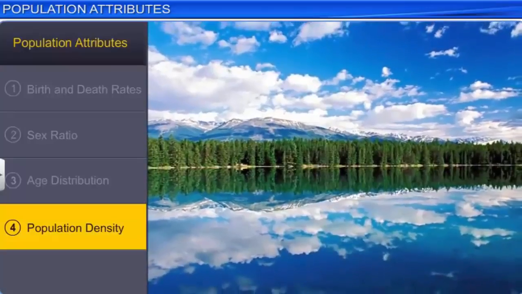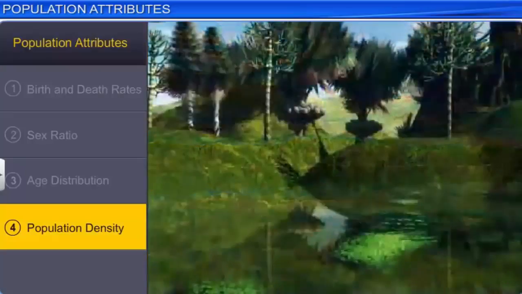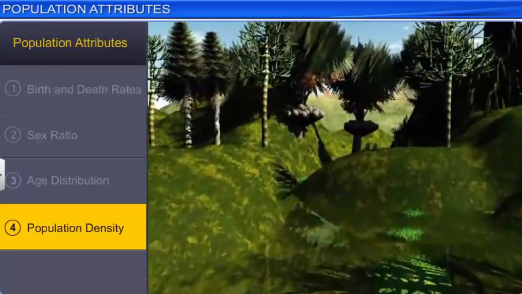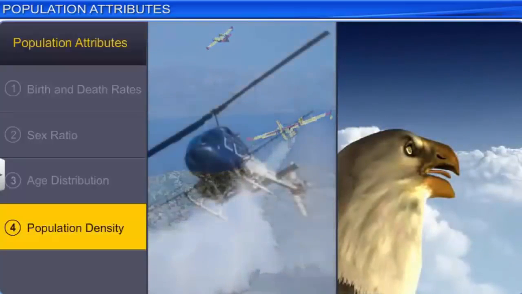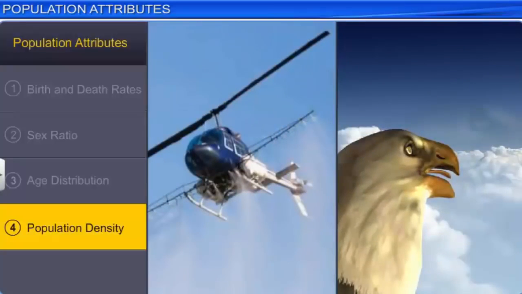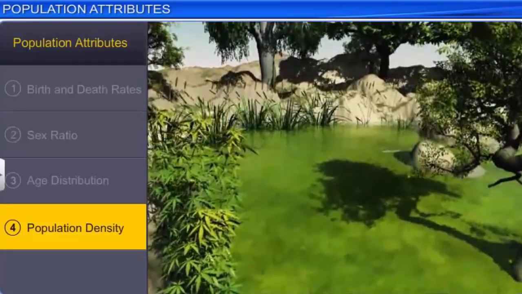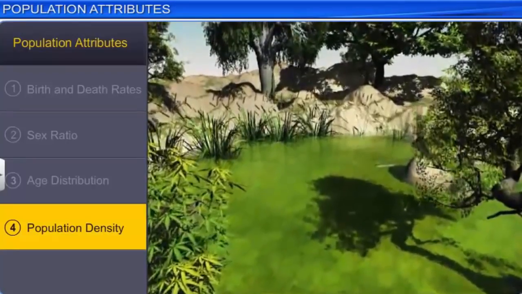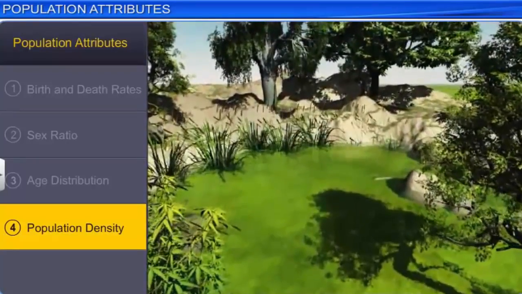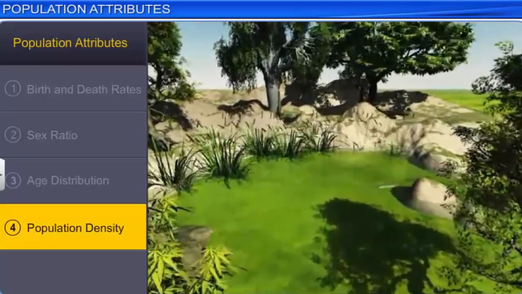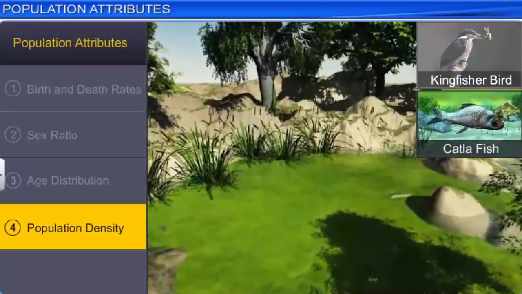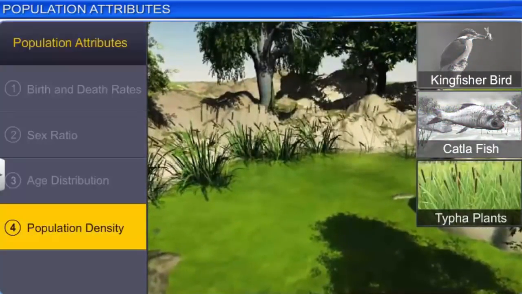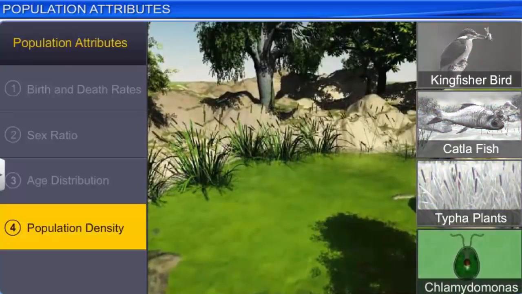The size of the population is usually taken into consideration for studies on ecological processes in the population, such as the effect of pesticides or pollution, impact of predators, or competitors with other species. Moreover, a habitat may consist of several populations of different sizes. In this wetland, for instance, there are only 10 kingfisher birds, hundreds of catla fish, thousands of typha plants, and millions of Chlamydomonas.